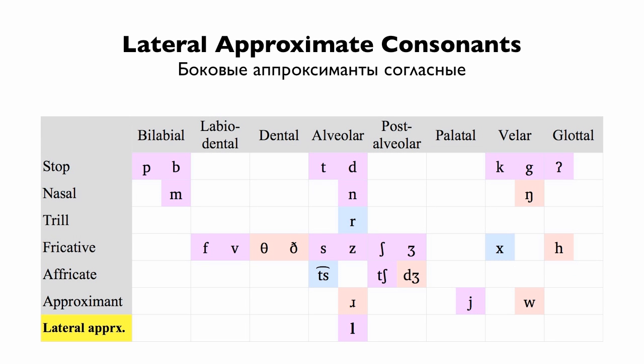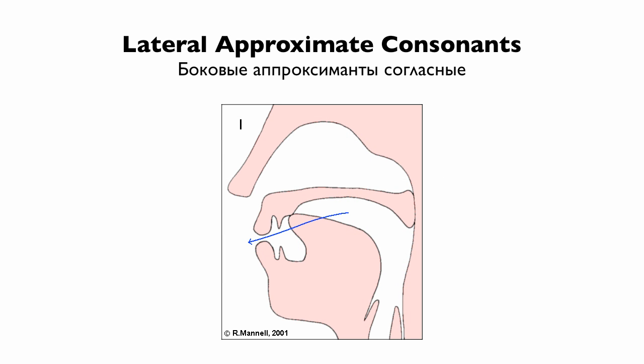The final row only contains one sound. L occurs in both English and Russian. Lateral approximates, such as l, are produced when the tongue blocks the air from going through the middle of the mouth, but instead forces the air to travel along the sides of the tongue. Repeat the following words and take notice how the tongue blocks the air from traveling through the center of the mouth.